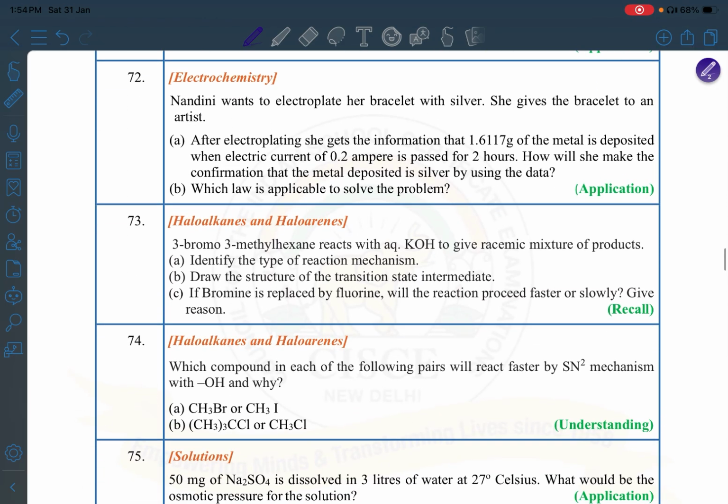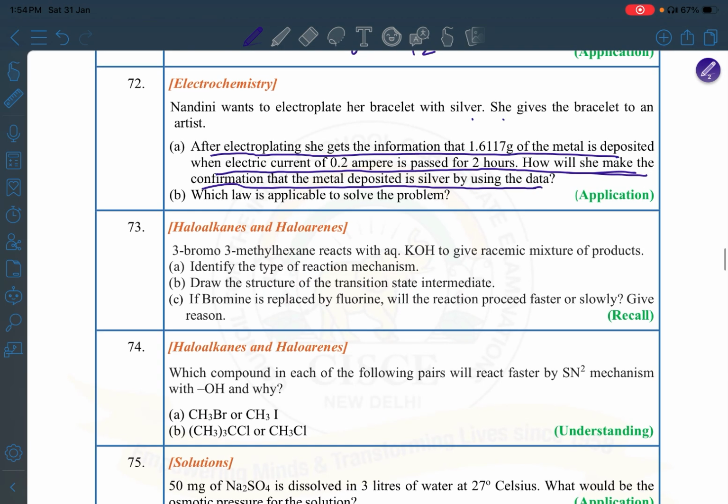Question number 72. Nandini wants to electroplate her bracelet with silver. She gives the bracelet to an artist. After electroplating, she gets the information that 1.6117 gram of the metal is deposited when an electric current of 0.2 ampere is passed for 2 hours. How will she confirm that the deposited metal is silver using the data?